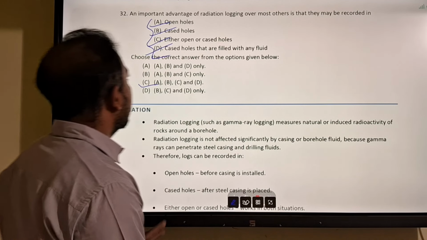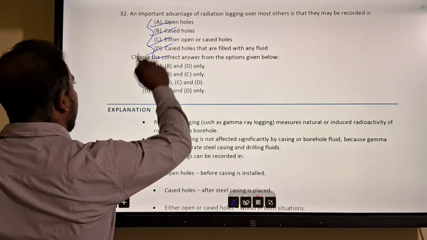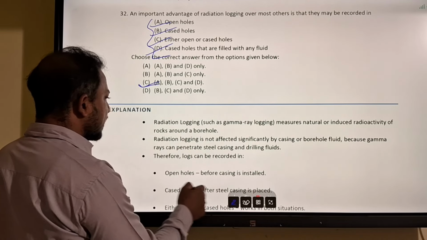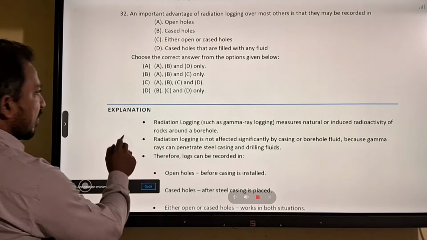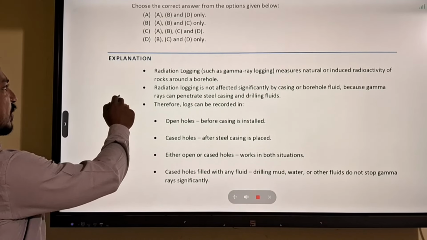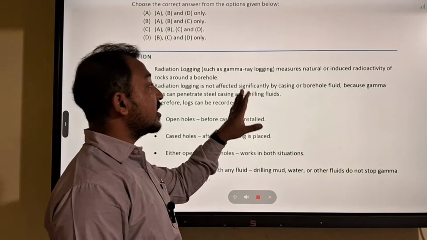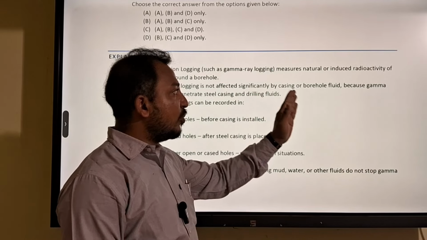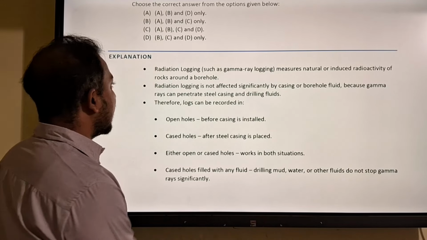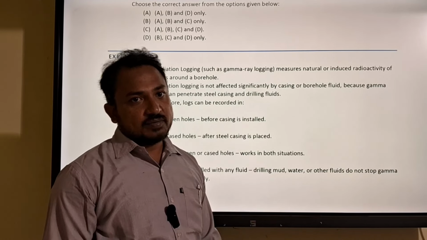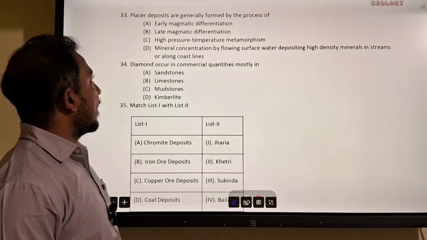So all will be correct. The explanation is given here. Radiation logging, such as gamma ray logging, measures natural or induced radioactivity of rocks around the borehole, and radiation logging is not affected significantly by casing or borehole fluid, because gamma rays can penetrate steel casing and your drilling fluids.